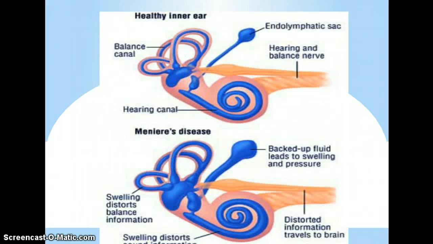Meniere's disease is idiopathic, meaning that it arises spontaneously, but is believed to be linked to endolymphatic hydrops, which is an excess of fluid in the inner ear. Causation of this disease is unknown and is different on a case-by-case basis.